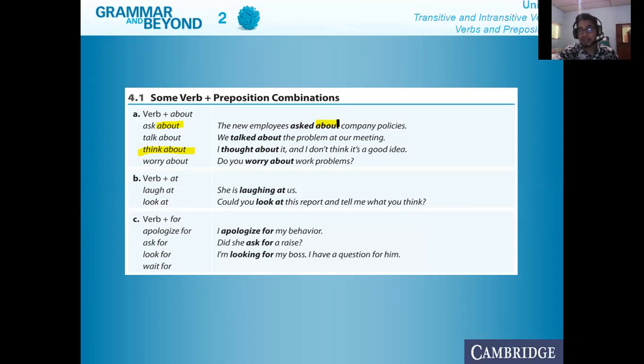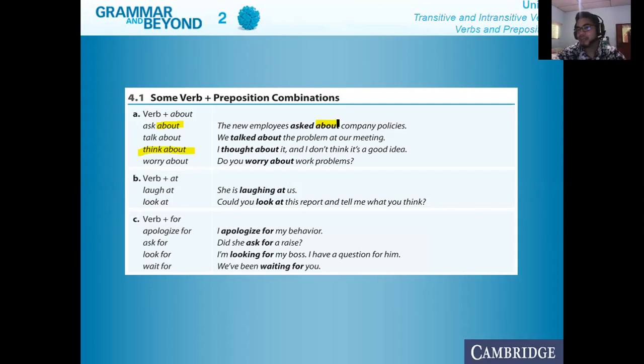Did she ask for a raise? I'm looking for my boss. Imagine that you say, I'm looking my boss. I have a question for him. In this case, the meaning will completely change, because that doesn't mean that you are searching for him, but that you are looking at him straight to the face and never losing eye contact whatsoever.